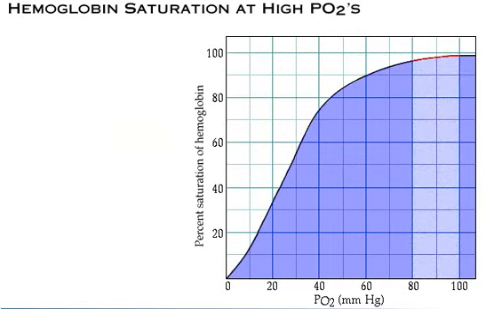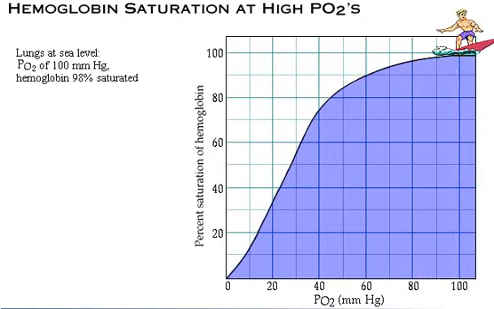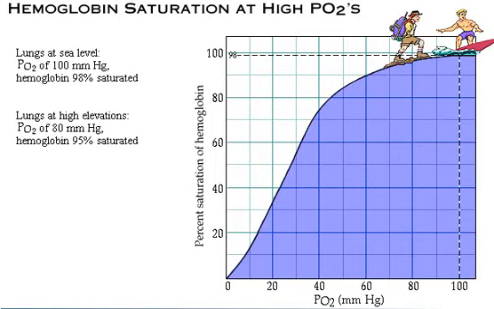Let's look more closely at the flat region of the graph between 80 and 100 millimeters of mercury. In the lungs at sea level, a typical PO2 is 100 millimeters of mercury. At this PO2, hemoglobin is 98% saturated. In the lungs of a hiker at higher elevations or a person with particular cardiopulmonary diseases, the PO2 may be 80 millimeters of mercury. At this PO2, hemoglobin is 95% saturated.